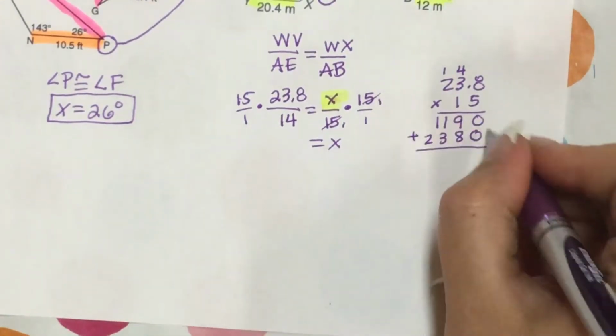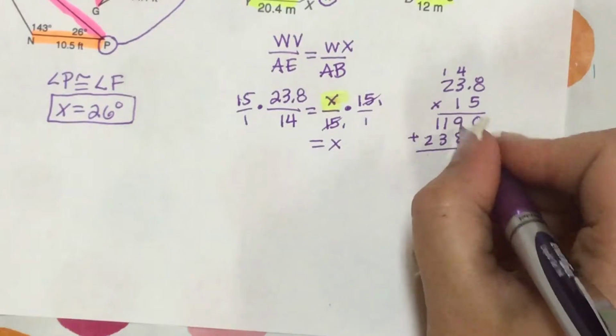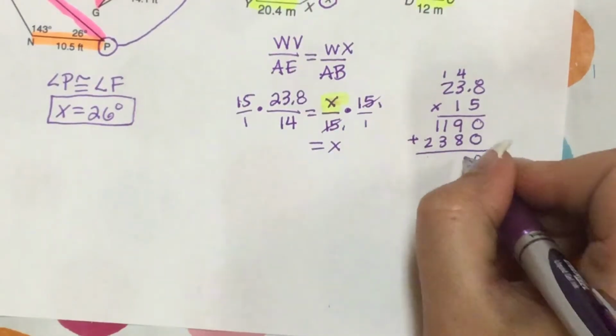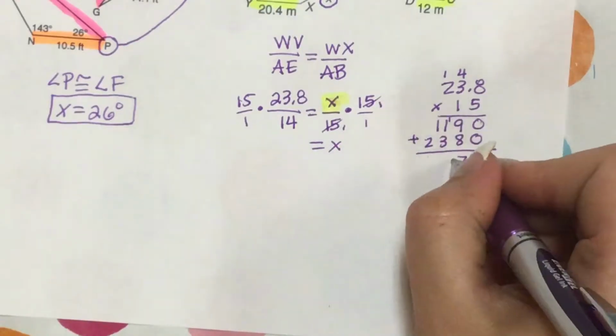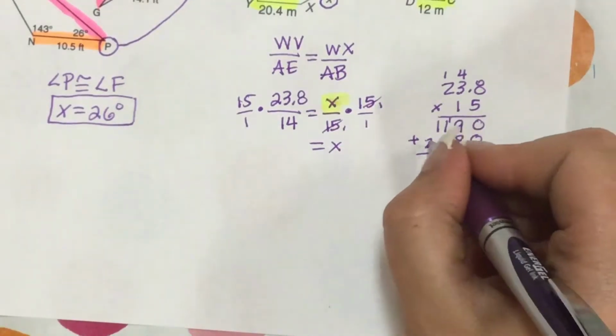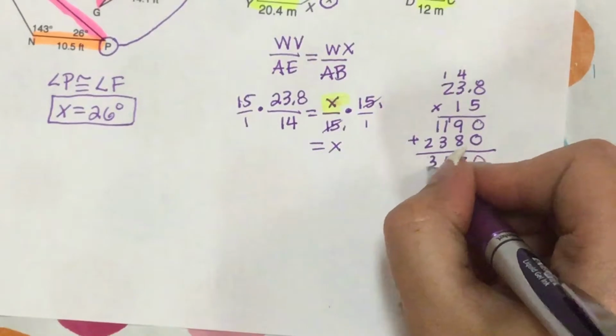Sorry about that. 0 plus 0 is 0. 9 plus 8 is 17. Write the 7, carry the 1. 3 plus 1 is 4, plus 1 is 5, and then 2 plus 1 is 3.